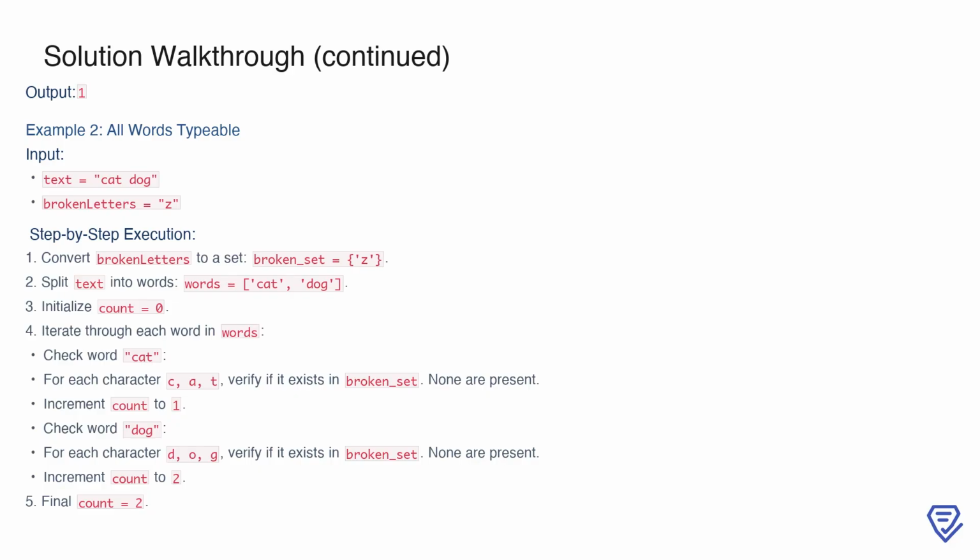Then, we check the word dog. Its characters D, O, and G are also not in broken_set, so we increment count again, bringing it to 2. Since all words in the text can be typed without using broken letters, the final count is 2, which is returned as the output.